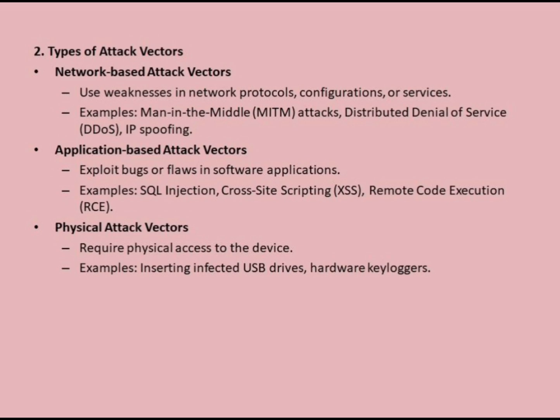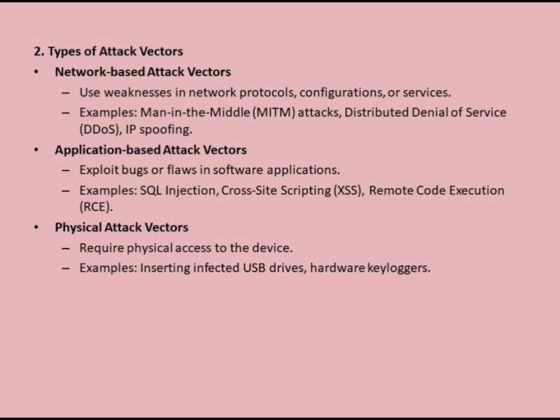Application-based attack vectors. Here, hackers target software applications like web browsers, mobile apps, or databases. They look for coding errors and bugs, and exploit them. Examples: SQL injection. Hackers insert malicious code into a database query to steal information, like usernames and passwords. Cross-site scripting, XSS. Injecting harmful scripts into websites so that they steal user data when someone visits the site. Remote code execution, RCE. Hackers run their own code on your system through a software flaw. Real-life example: a hacker steals credit card info by exploiting a bug in an e-commerce website's payment form.